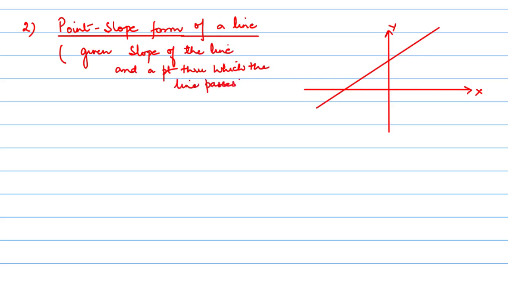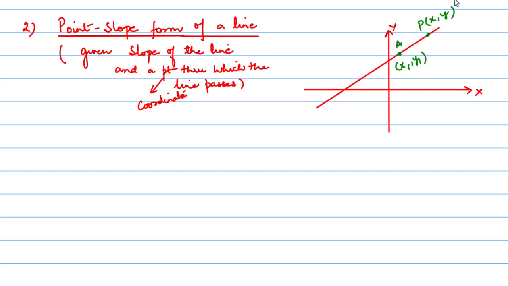Point means a coordinate. You will be given a coordinate through which our line is passing, and we will also know the slope of the line, and then we will have to find the equation of that. For example, this is our line, and this is the point through which our line is passing, and this is x1, y1. This is the point which will be given to you, and let's say we take an arbitrary point P, x, y. This is A.